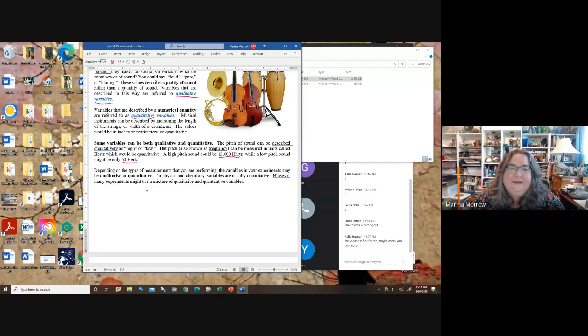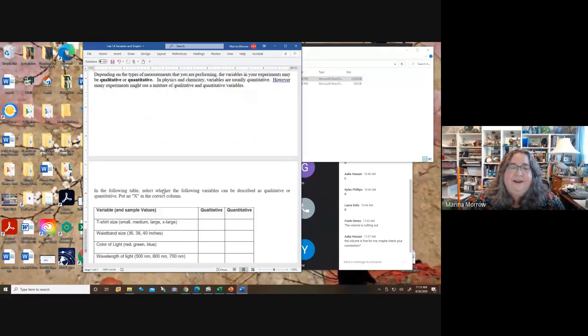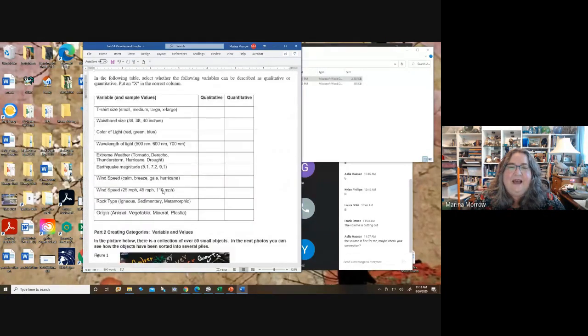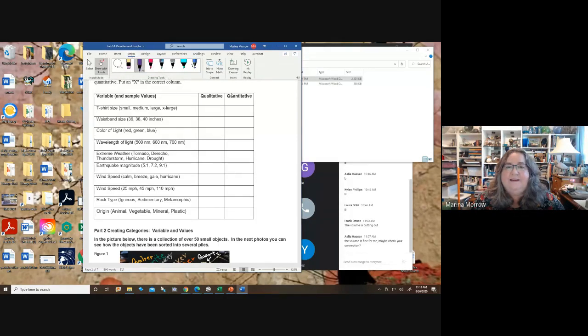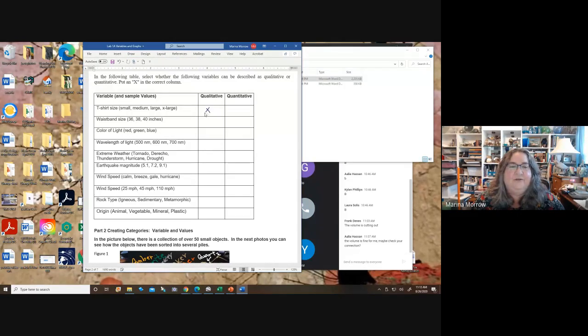Anyway, what you're going to be doing is filling out this table. Again, if you aren't able to print it off, you can do what I'm doing. You can use the draw tool to get yourself a pen, and you should be able to fill it in. See, t-shirts are qualitative, but waistband size, that's quantitative.